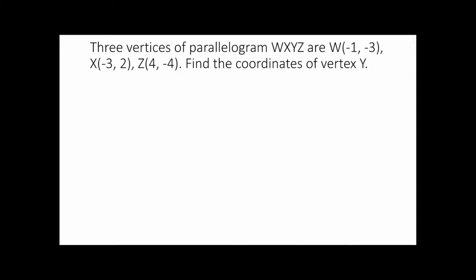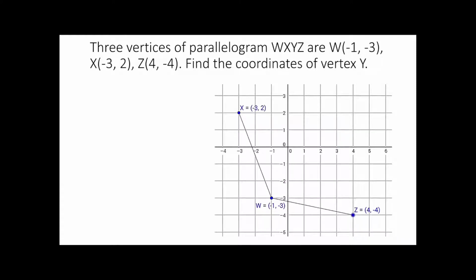3 vertices of a parallelogram are listed. We're supposed to find the coordinates of vertex Y. These are easier to do if we have graphed the 3 coordinates and connected them. And so we have a parallelogram. We know that our 4th vertex will be somewhere in this general area in order to make a parallelogram. We also know that opposite sides of a parallelogram have to be parallel.